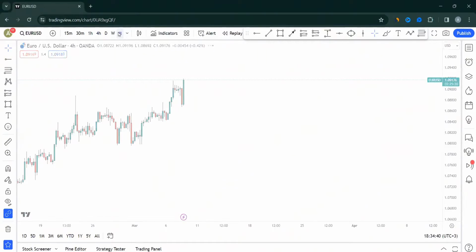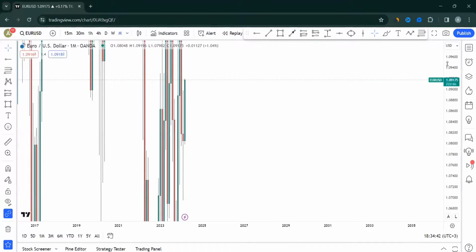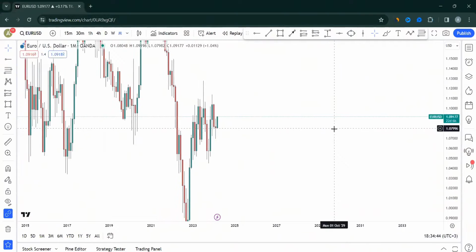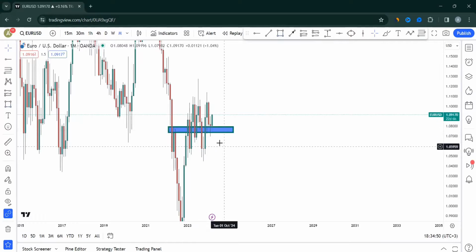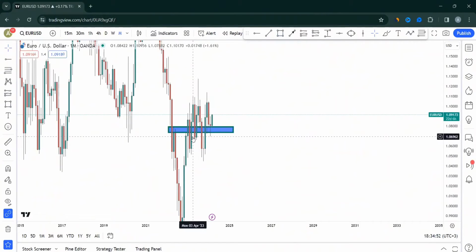Starting from the monthly time frame, what do we observe? Let me just clear this. We spoke about this area here as it has not been broken and the market was still above it. We also wanted the price to come and touch this area. It missed it by very, very few pips here, and it bounced, right?